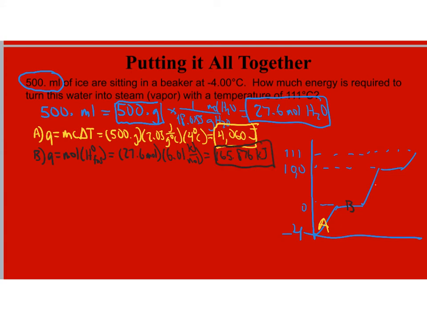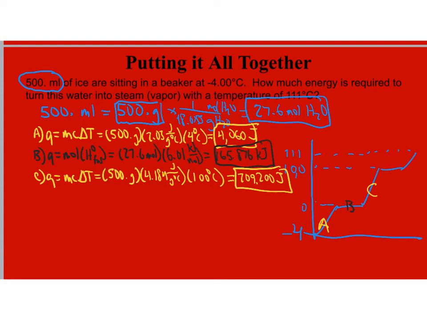Then we've got region C, which is this next region, where Q equals MC delta T again. See how this gets repetitive? It's 500 grams times, and this time the specific heat is 4.184 joules per gram degrees C. Delta T, we're changing it 100 degrees. When I solve that all out, it becomes 500 times 4.184 times 100. I get 209,200 joules.